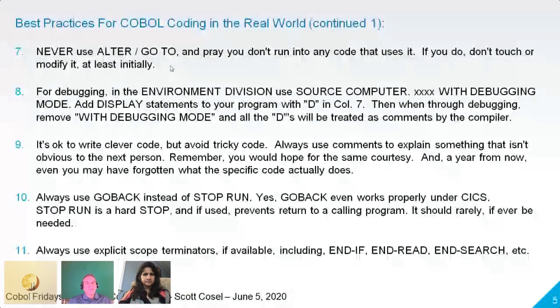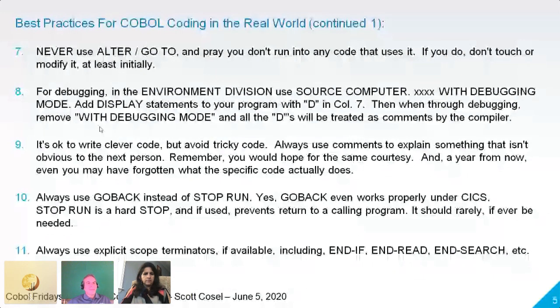Number 8, for debugging in the environment division, use source computer with debugging mode. What that does is you can turn comments in your program on and off very easily. Instead of using an asterisk in column 7, you can use a D. When you use source computer with debugging mode, those D's on those lines are not treated as comments. When you just have source computer and something, the D's are changed to asterisks, and they will all be comments. So that's an easy way to turn on and off multiple lines in your program just by changing one statement. So we'll see that a little later too.